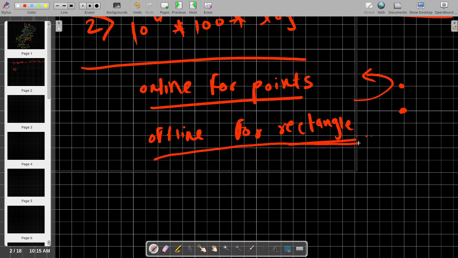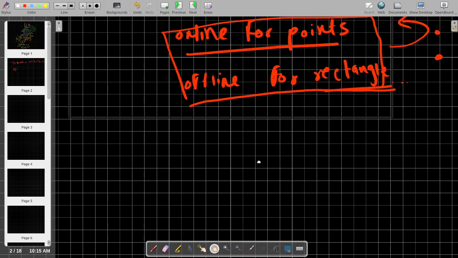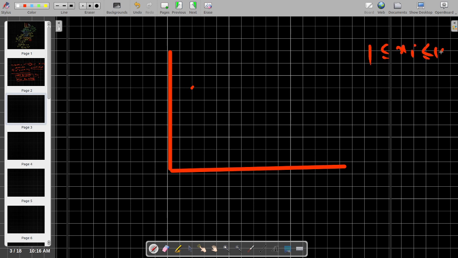Okay, anyway, so now what we are doing is taking the same question. Now we are taking the same question, and first the constraints were xi is less than or equal to 10 to 9 and yi was less than or equal to 100.